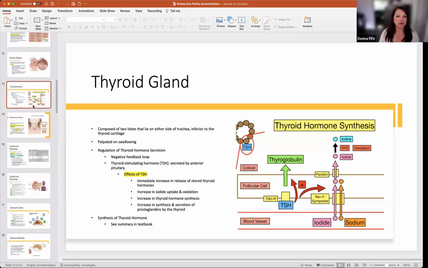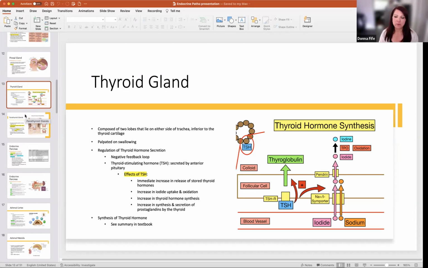Okay, moving on to the thyroid gland. This is composed of two lobes that lie on either side of the trachea, inferior to the thyroid cartilage. It can be palpated on swallowing. Regulation of thyroid hormone secretion. This is that negative feedback loop.